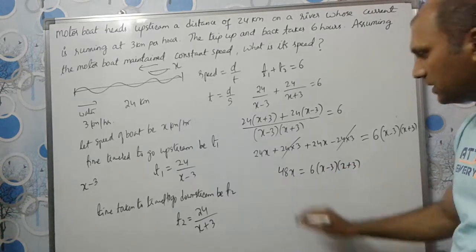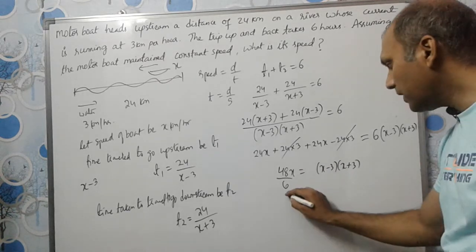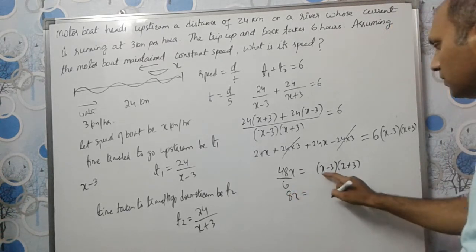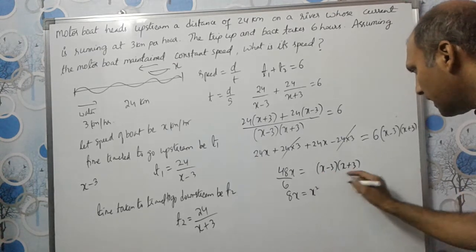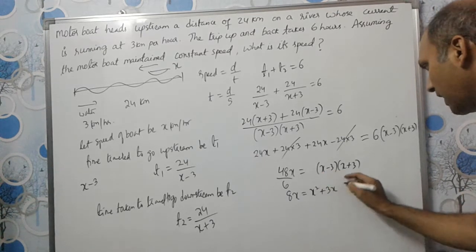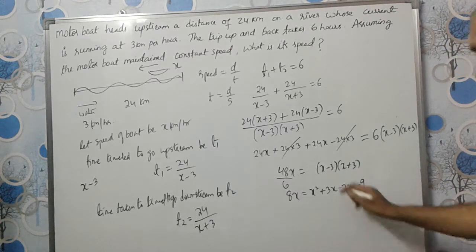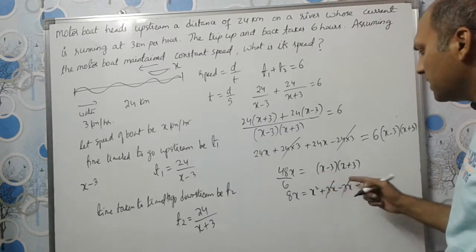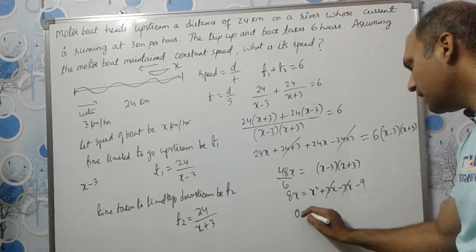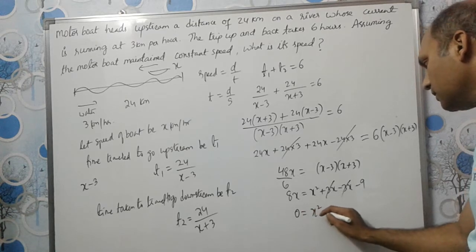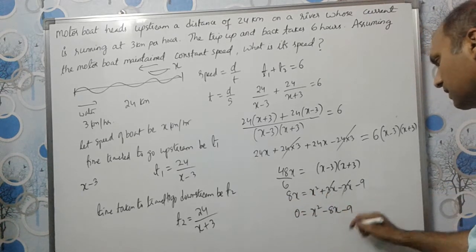This 6 goes on the other side. What will happen? It will divide 48. How many times will it go? 8 times. So 8x is equal to, see, multiply x into x is x square, x into 3 is 3x, minus 3x, minus 3 times 3 is how much? 9. So this will get cancelled. We can use the a minus b, a plus b formula also, right? So send 8x on this other side. 0 is equal to x square minus 8x. It was plus, it became minus 9.